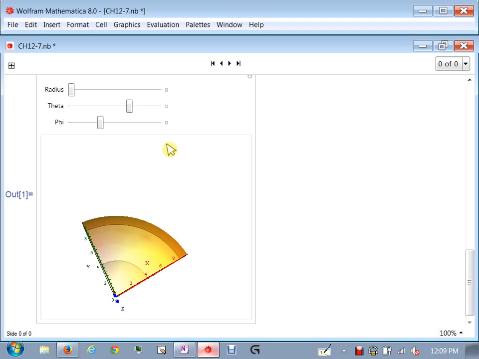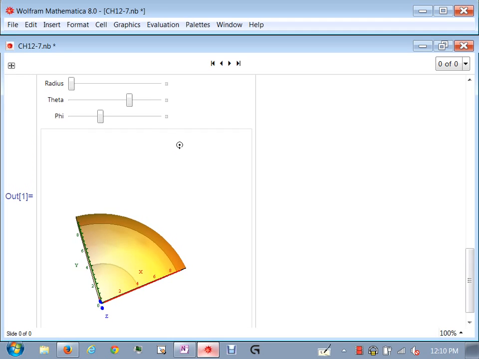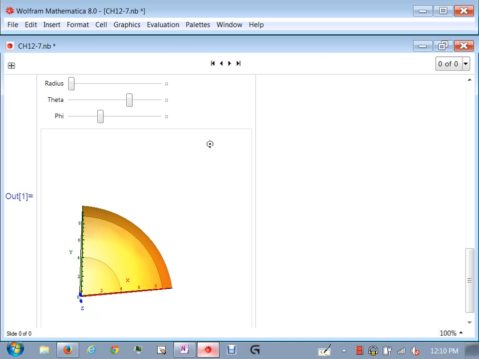I've never liked this one little part of Mathematica. It's always hard to get that little circle so I can rotate it.